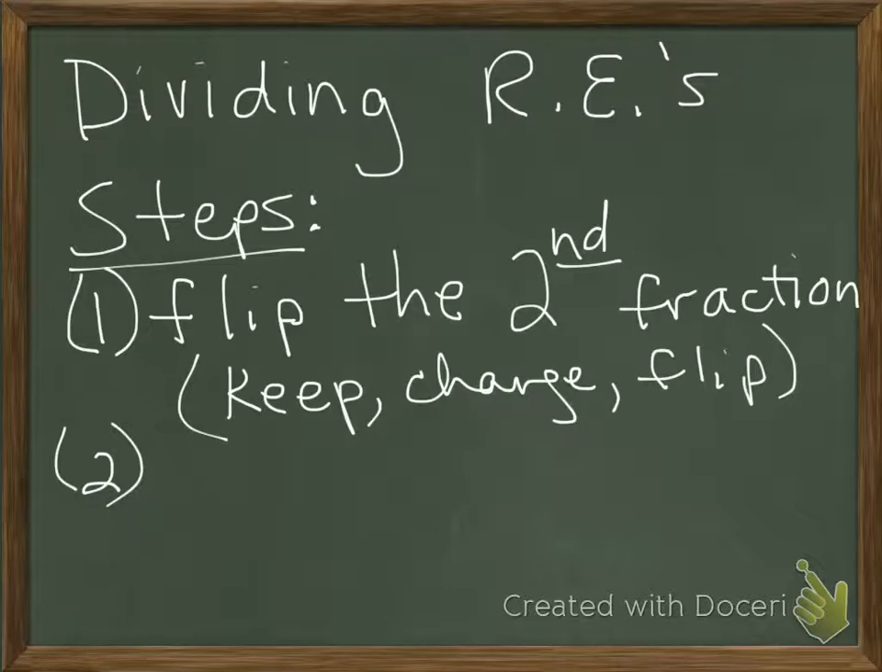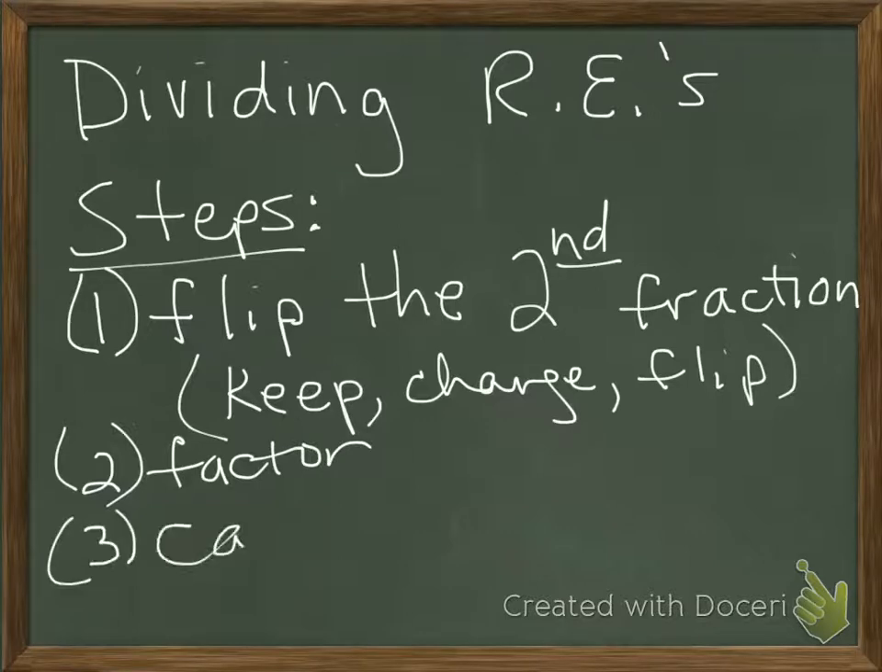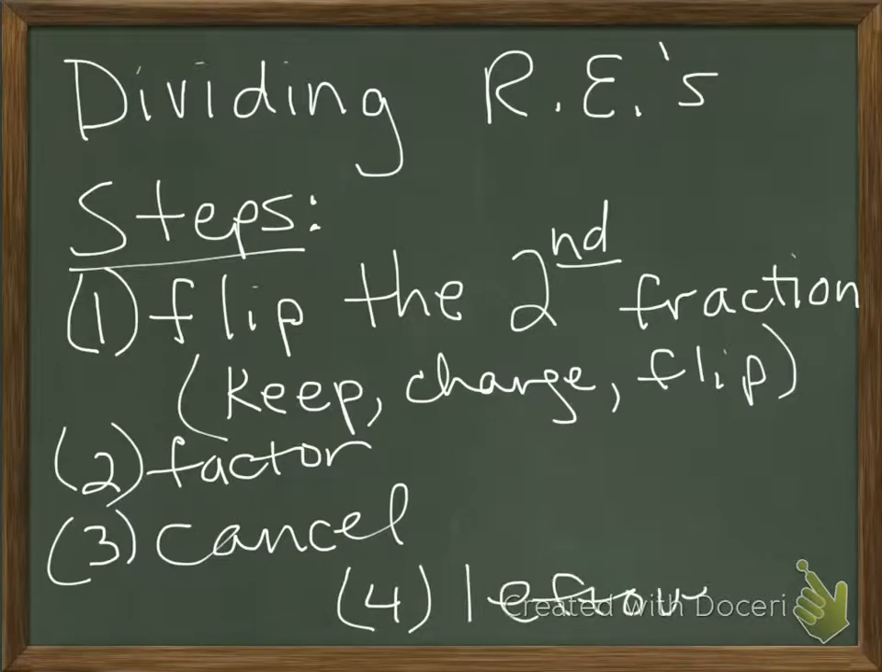Then from there, my steps are going to look familiar. Step 2 is to factor. Step 3 is to cancel. Step 4 is to write what's left over. So dividing has one step more than simplifying and one step more than multiplication, but the process is going to be exactly the same. So let's look at an example of how that would be.